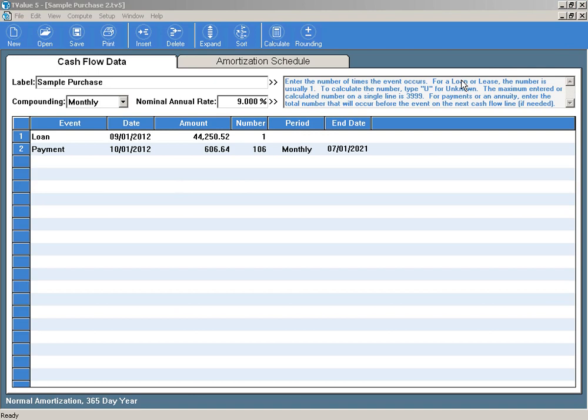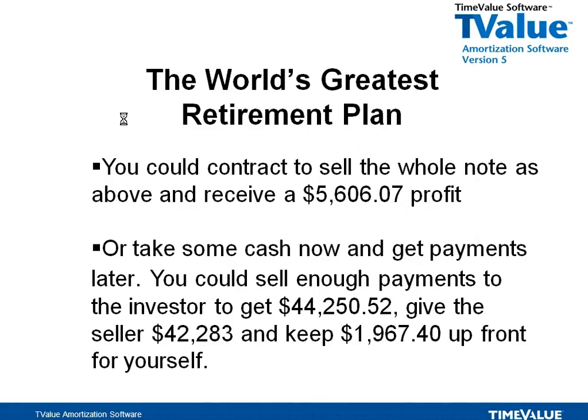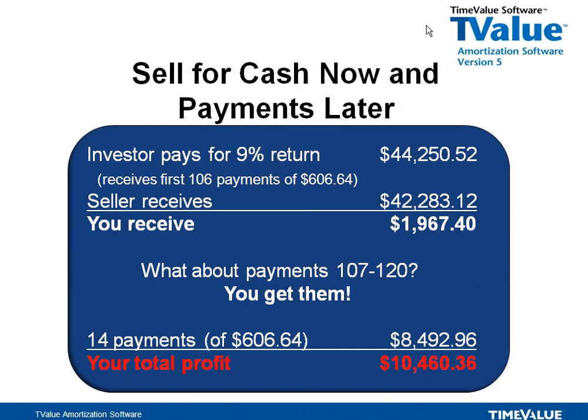And you could obviously create different scenarios that would work out for you and also work out for the other parties involved. But this investor is going to put $44,250 in to get a 9% return. So he receives the first 106 payments of the $606. I then take from that and pay the seller the agreed amount of $42,283, and the difference in that amount you're going to receive as your profit, your cash up front of the $1,967. What about payments 107 to 120?